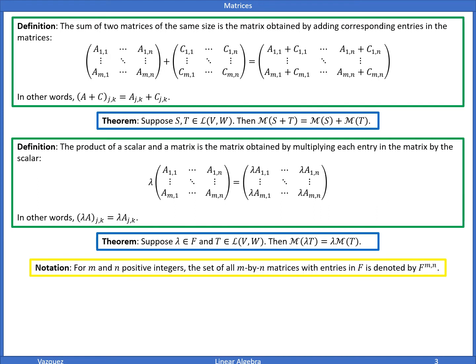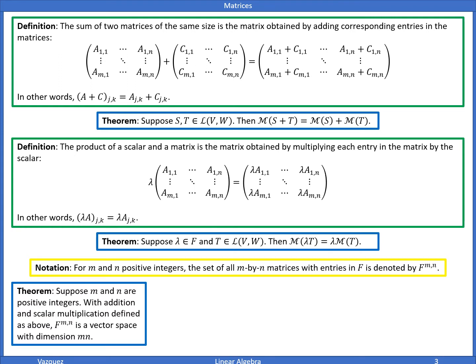Okay, so just a notation, because we do have a theorem using this notation coming up. For m and n positive integers, the set of all matrices with dimensions m by n, m rows and n columns, with entries in F, meaning scalar entries, is denoted by F^(m,n), where m and n are superscripts. So again, that's just the set of all matrices with that dimension. Well, here, a theorem says that this is a vector space.